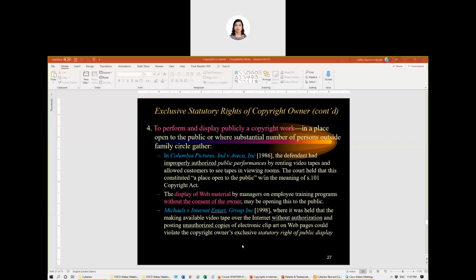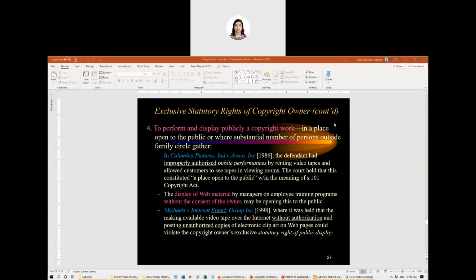Now, in the case Michaels versus Internet Entertainment Group Incorporated, it was held that making videotape available over the internet without authorization, and not only that, they also posted unauthorized copies of electronic clip art on web pages, again violated the copyright owner's right of public display. So these were examples of cases where a lot of the time we upload other people's art or clip art or tapes, music, and so on, onto websites without getting the permission of the copyright owner. It had actually happened.